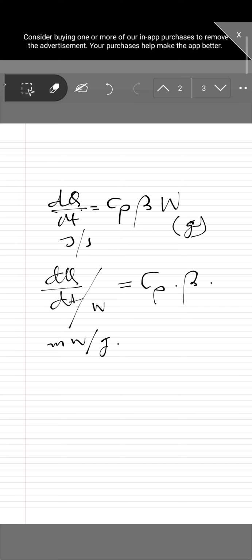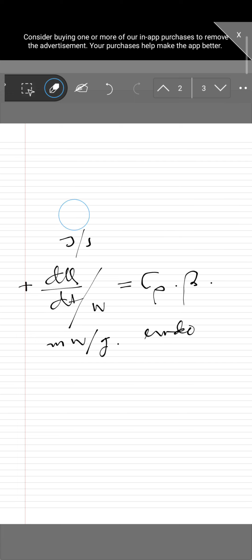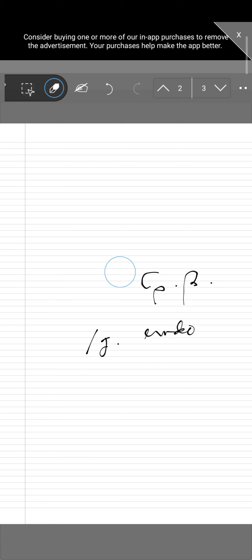So if the value is negative, we are having an endothermic process, that means the heat is being absorbed by this material. And if the value is positive, we are having an exothermic process, that the heat is given out of this material.